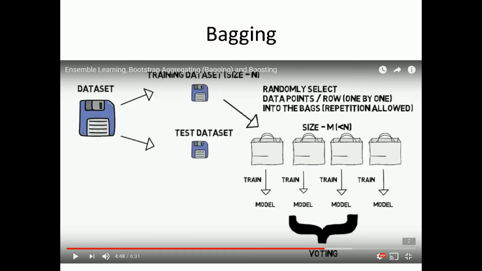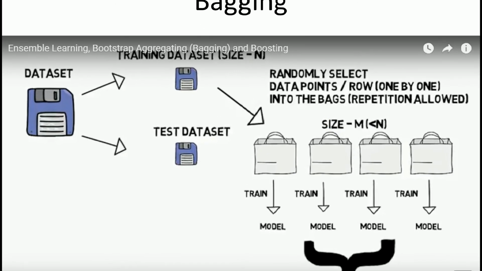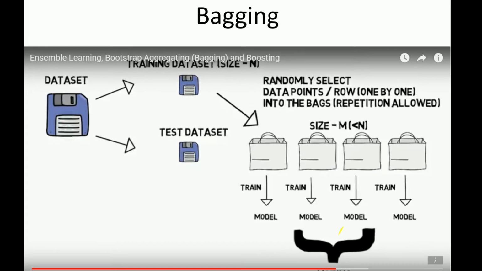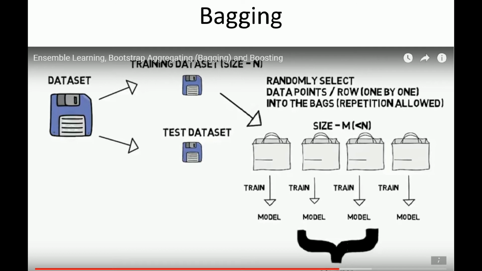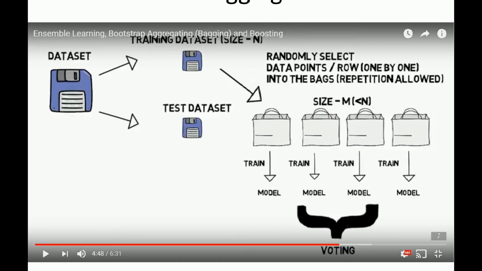This is an example diagram explaining bagging. Let us say we have a data set. The data set is divided into a training data set and a testing data set, and then we can have different bags. Randomly select a data point or a row one by one into these bags, with repetition allowed. So we can split the data set into, let's say, size n minus m, which is less than n. We train on each particular portion of the data set, we get the outputs, and then we combine all those outputs and take the voting.